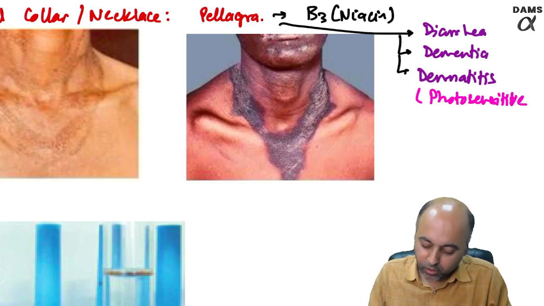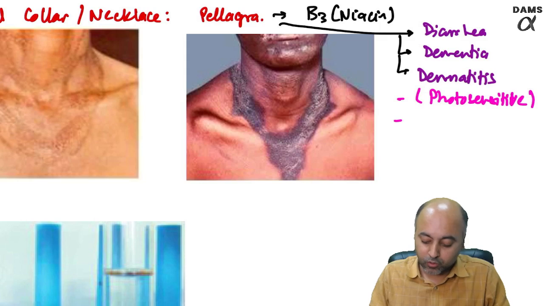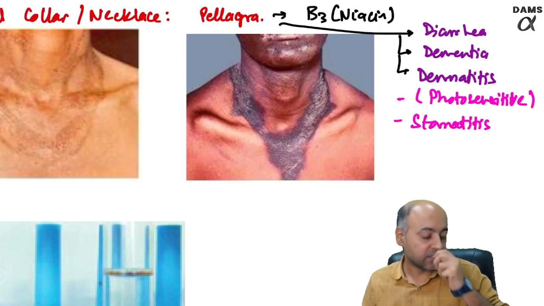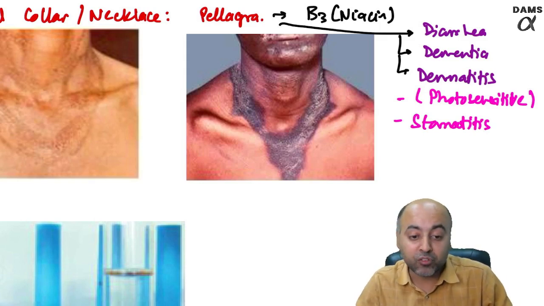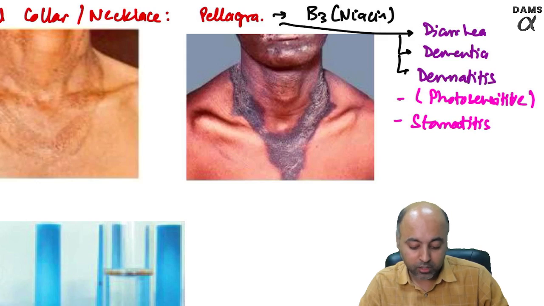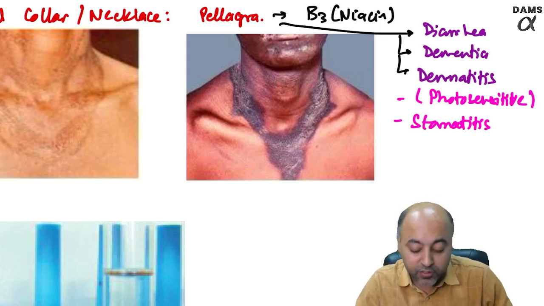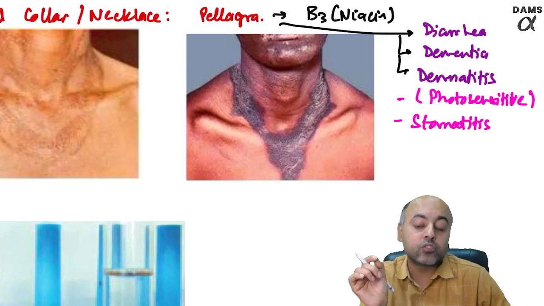And second, along with the photosensitive nature, you also get stomatitis. The stomatitis resembles what you see in the B2 deficiency, in riboflavinosis. So Casal collar or necklace, the diarrhea, dementia, and dermatitis. Dermatitis is photosensitive in nature, and along with that, you're going to get stomatitis.